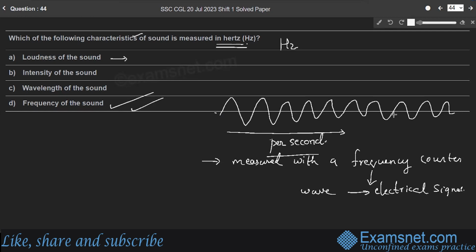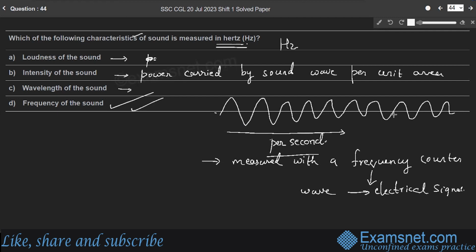So the remaining options, loudness of the sound. Loudness of the sound refers to how loud or soft a sound seems to a listener, right? Whereas the next option, intensity of the sound. Sound intensity, which is also known as acoustic intensity, is defined as the power carried by a sound wave per unit area, in a direction perpendicular to that area, right?